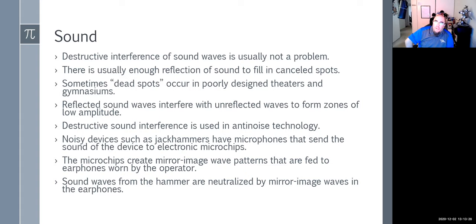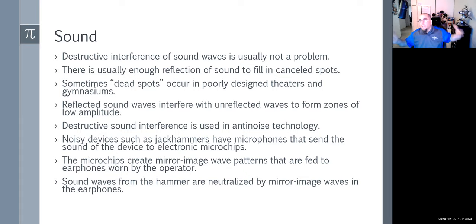I talked about dead spots in theaters and gymnasiums already, right? Deflected sounds interfere with unreflected sounds to form zones of low amplitude. Theaters have that as well, right? Everyone always tries to sit towards the middle of the theater. It may not actually be the best seat in the house. There may be somewhere that's better. So that's why I suggest, if you're going to the movie theaters, try sitting in different areas, because there might be a better area.